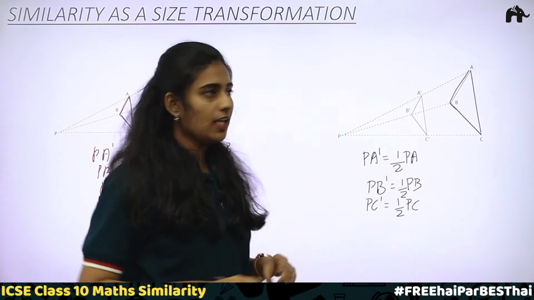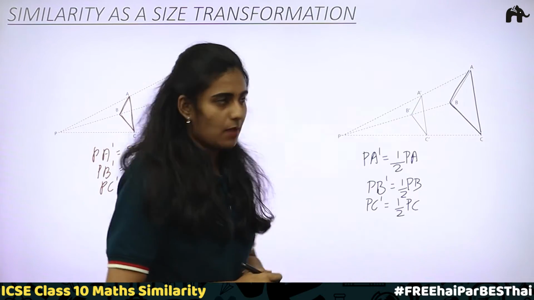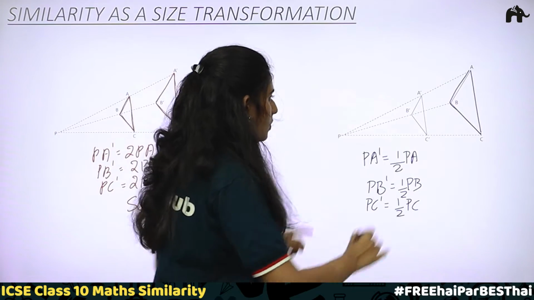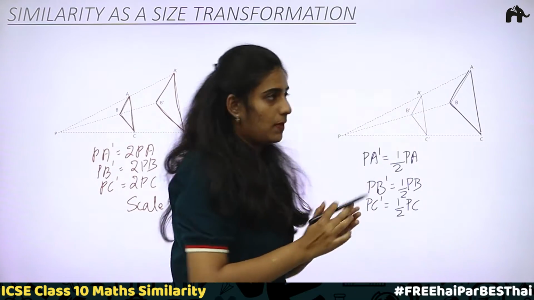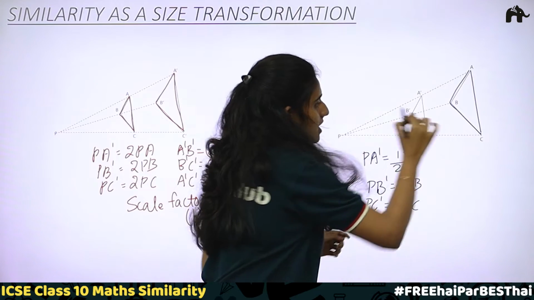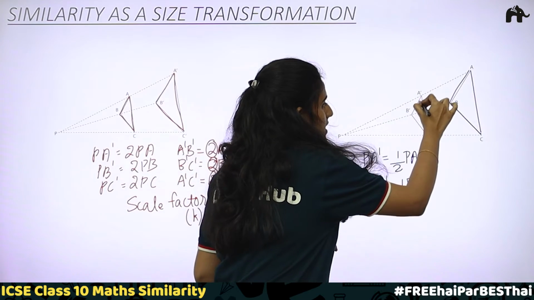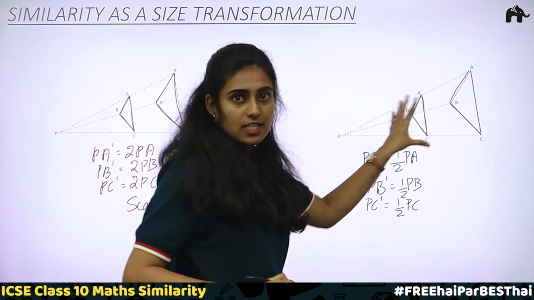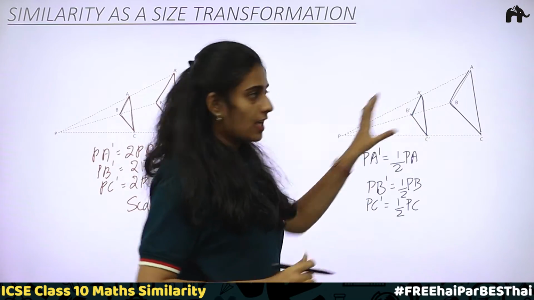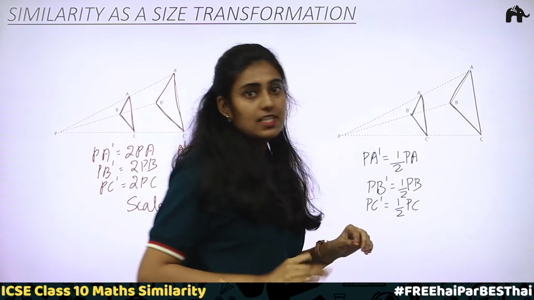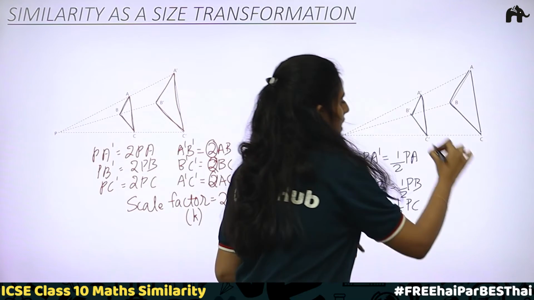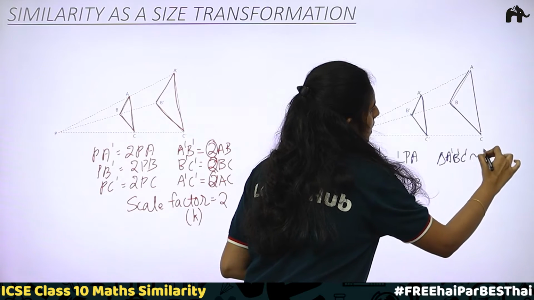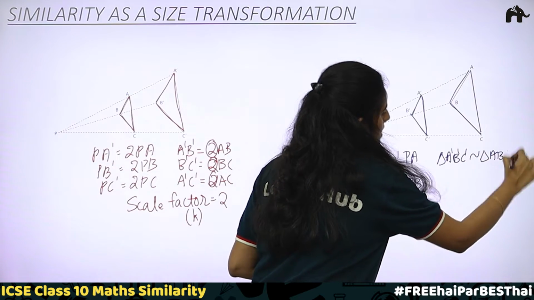Just the reverse process is happening here. There we are enlarging. Here we are reducing. So here the reduction has happened. We get points A dash, B dash and C dash. On joining these points, we get a smaller triangle. When you compare these triangles, they will be similar. Triangle A dash B dash C dash will be similar to triangle ABC.